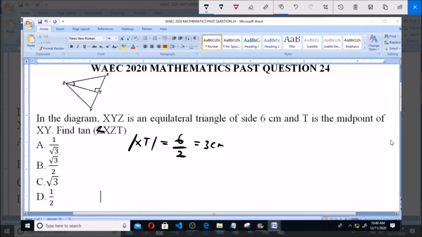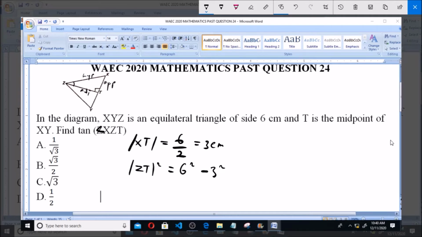Now to find ZT, that is this line that divides the equilateral triangle into two, we use Pythagoras theorem. So line ZT squared is equal to 6 squared, which is the hypotenuse, minus 3 squared, which is the opposite of the angle. Since this line ZT is the adjacent side of this angle, so this is the hypotenuse, this is the opposite side of the angle, and this is the adjacent side of the angle.